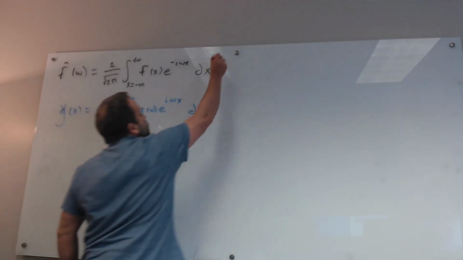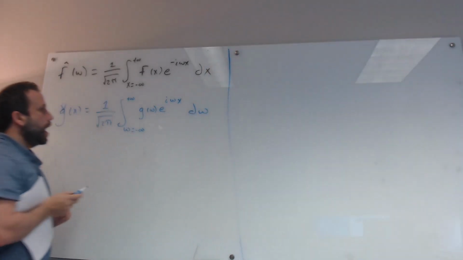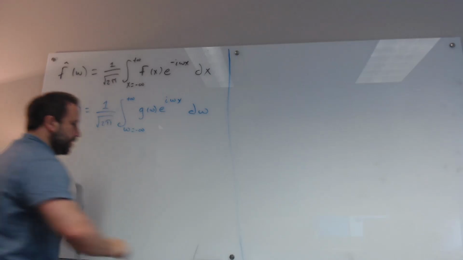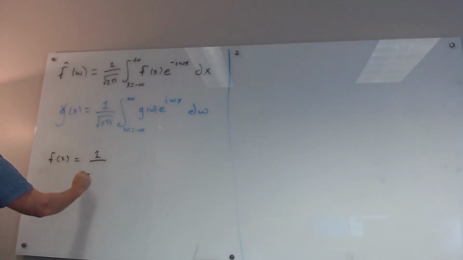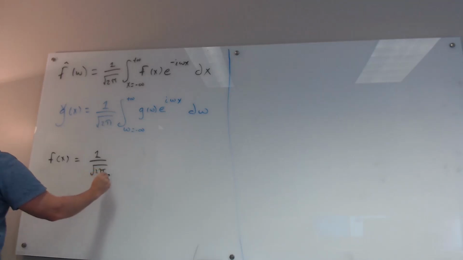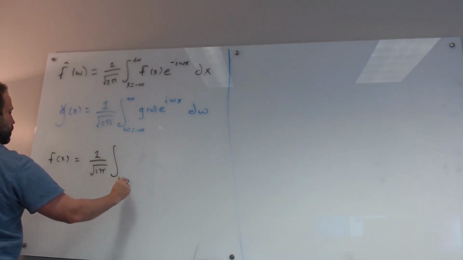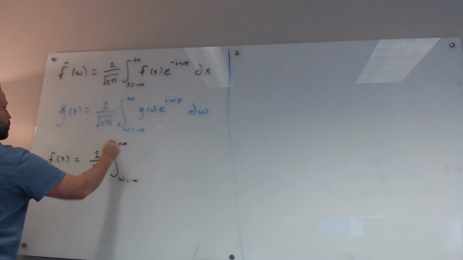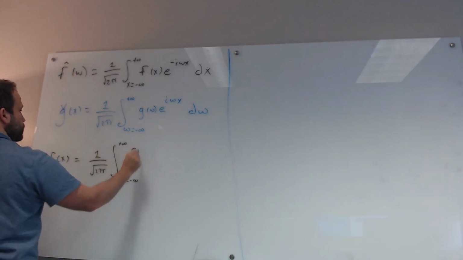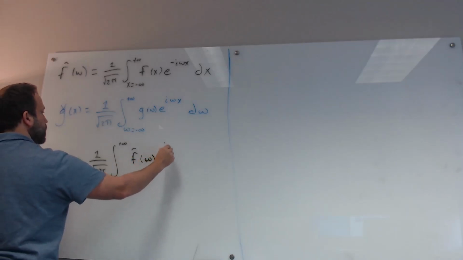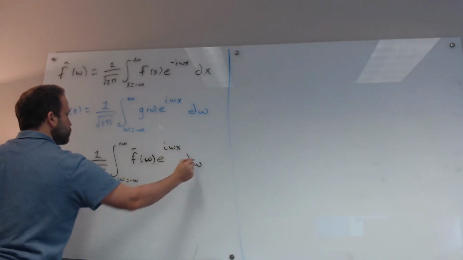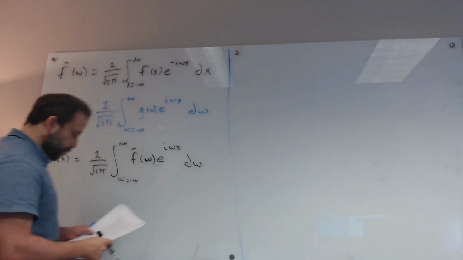What we're going to prove, I don't know how many videos this will take, definitely one, maybe two, depending on how long things get. What we're going to show is that f of x is equal to 1 over the square root of 2 pi times the integral, with omega going from minus infinity to positive infinity, of the Fourier transform of f. So there's f hat of omega, and then e to the i omega x, and we're integrating with respect to omega, so we've got a d omega there. Okay, so we're going to prove this.